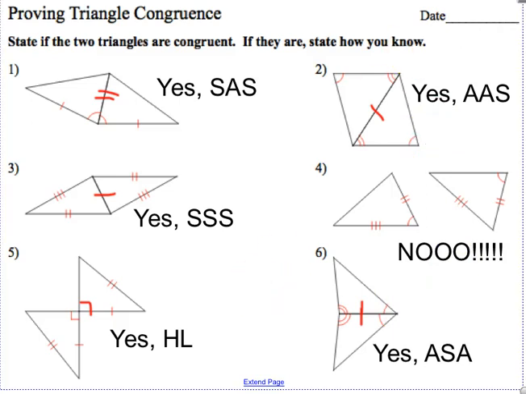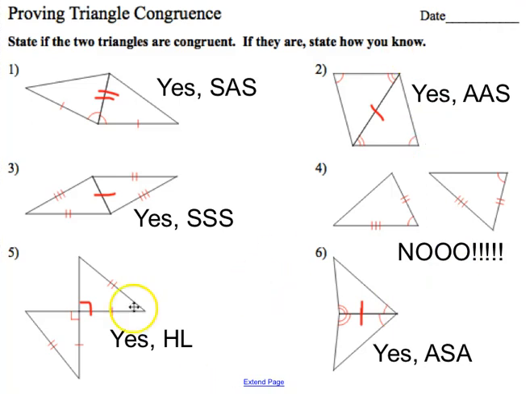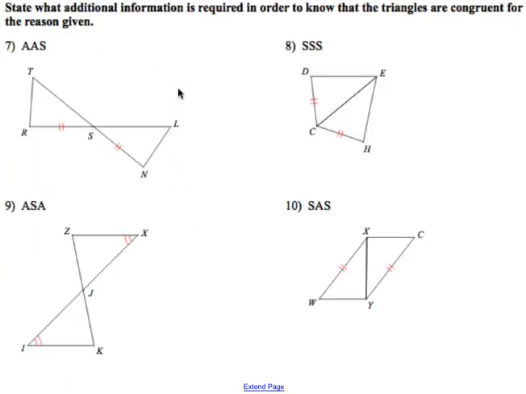Okay? Alright, let me know if you have any questions on proving whether or not 2 triangles are congruent. Otherwise, we got one more quick little thing. So it says state what additional information is required in order to know that the triangles are congruent for the reasons given. So number 7 says I want to prove that these 2 triangles are congruent using angle, angle, side. Now I only have one piece of information. The good news is you can make marks without having to write it down. So I know I have vertical angles going on. Okay, so now I have an angle and I have a side, and I need to mark another angle basically.